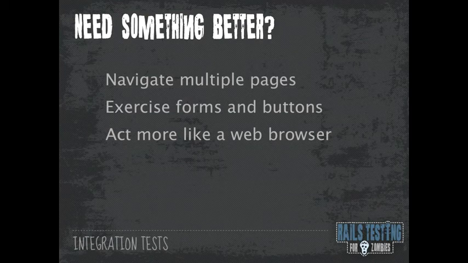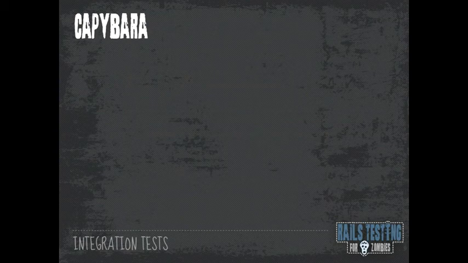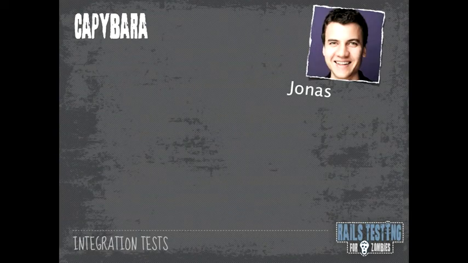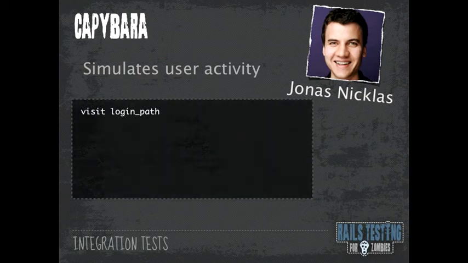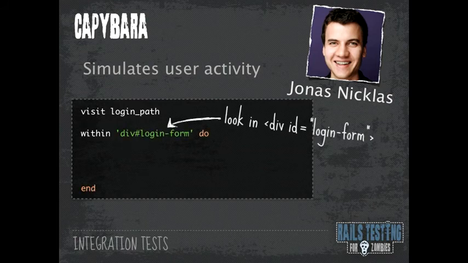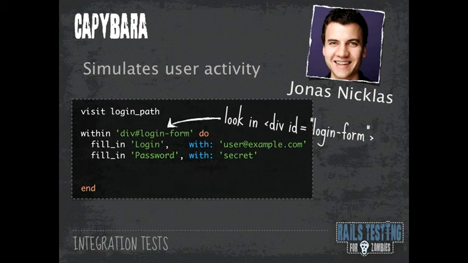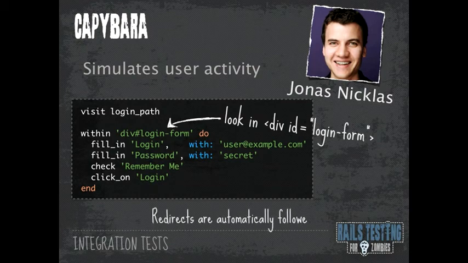So I want to introduce you to Capybara, which is going to be another external gem. It was written by Jonas Nicklas, and it simulates user activity in the user's browser. With it, you could do things like visit login path. So this is different from the get, put, post that we saw earlier. You can say within a particular element on the page, we would like to fill in the login field with a value, fill in the password with another value, maybe check a remember me button, and click on a login button. And unlike the original Rails integration tests, it acts like the browser, so redirects are automatically followed.